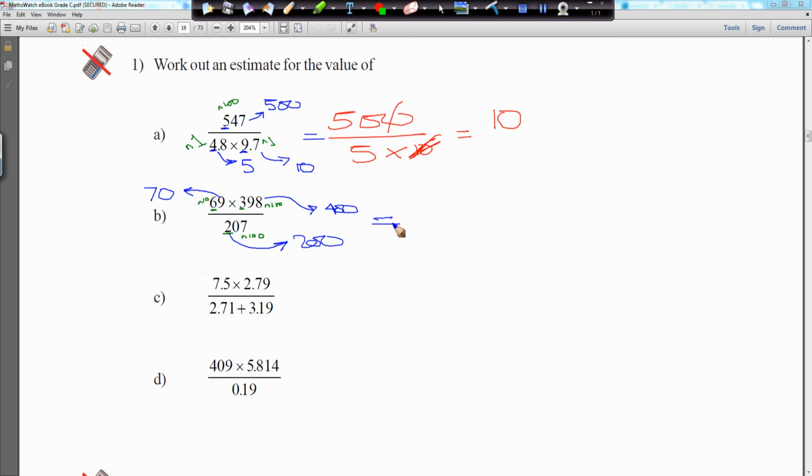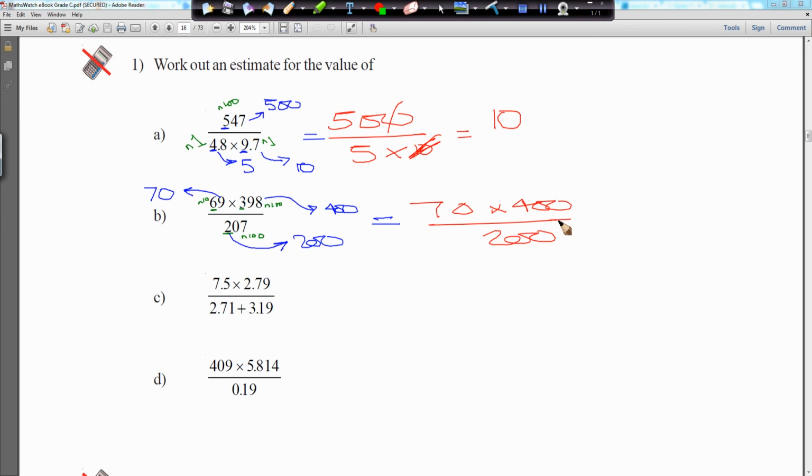So if we now continue this question forward, we have 70 times 400 on top. 70 times 400, and we divide it all by 207, which becomes 200. Okay, well, let's have a look at how we deal with that.